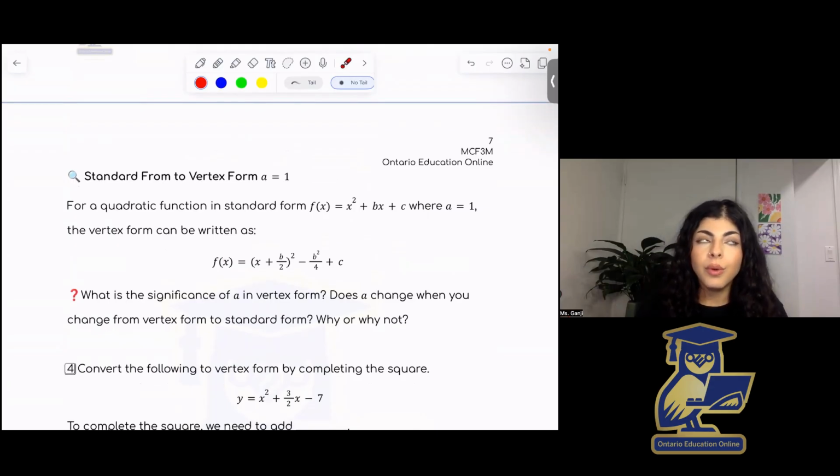And now consider, what is the significance of a in the vertex form? Does a change when you change from vertex form to standard form? Or is it that same a value? And keep in mind, we've been using a to determine the upward or downward motion of our parabola, as well as other aspects of the graph. So are those different? Why or why not?